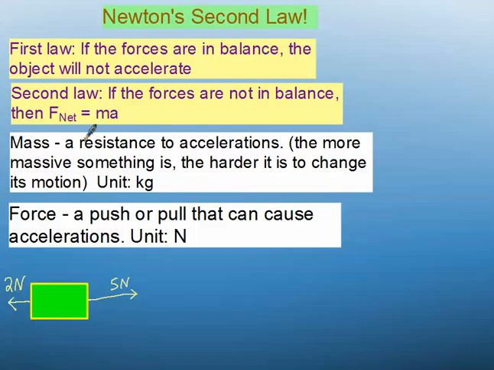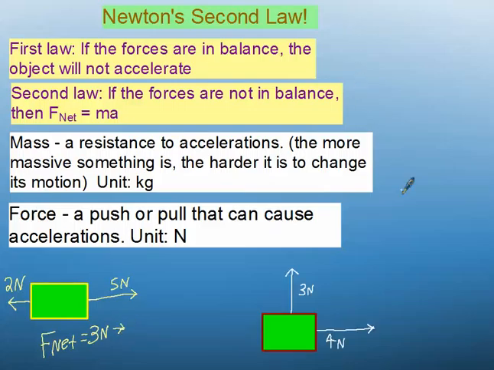So if I've got a block just floating in space, and one guy pushes it to the right with 5 newtons of force, and another guy pushes it to the left with 2 newtons of force, then we would say that on this block, the net force, F net, equals 3 newtons to the right.